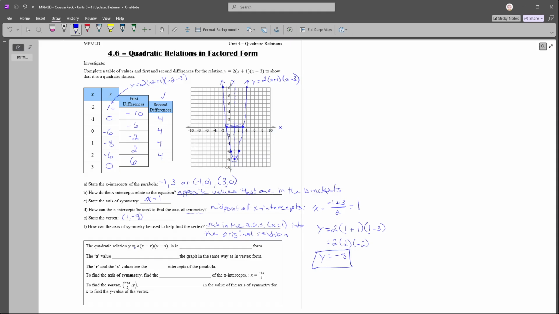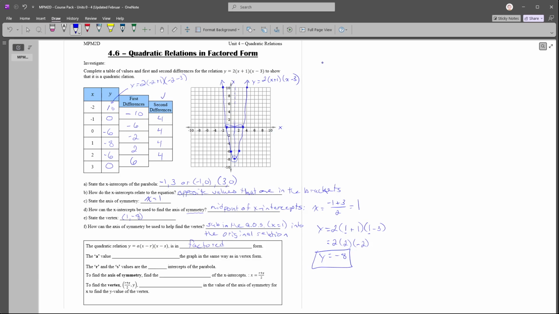Whenever you see a quadratic relation in the form y = a(x - r)(x - s), this is what we call the quadratic relation in factored form. Why is it called factored form? Because that's a factored relation. We can see that it's multiplied here. Okay, so what does that mean?